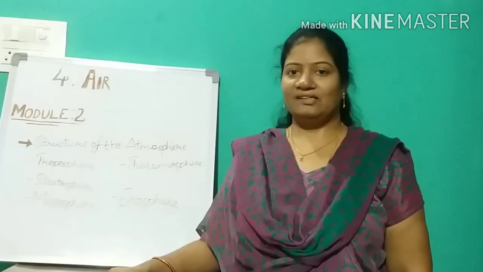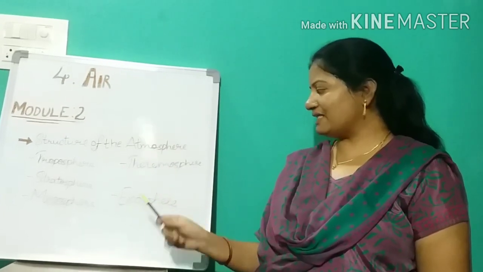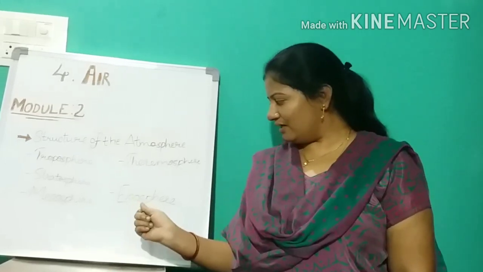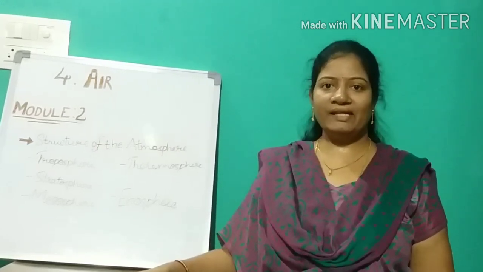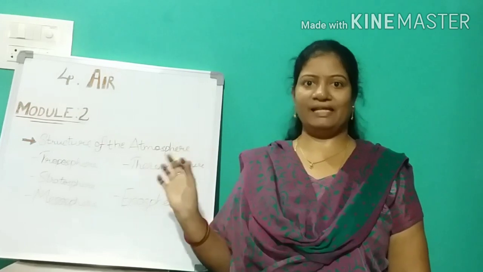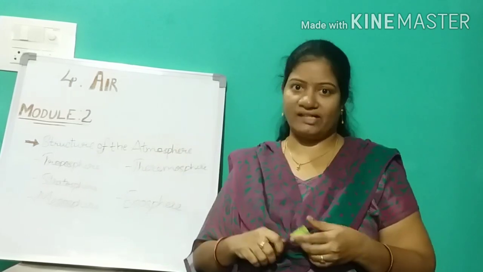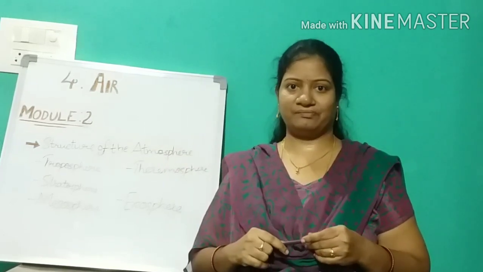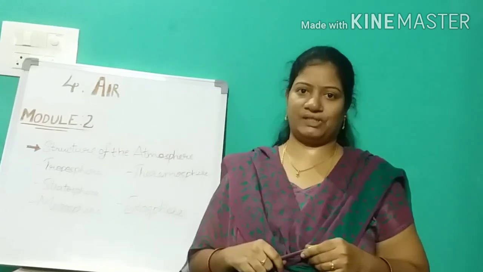Okay, so this is the layer, and the ionosphere is also part of this thermosphere. Okay, so children, after completion of the thermosphere, here we can see the last layer of the atmosphere, that is the exosphere. Okay, so this exosphere is the uppermost layer of the atmosphere, and it extends beyond the ionosphere, right? In this layer we can't determine the upper limit of the exosphere because it is very high, it merges with interplanetary space.